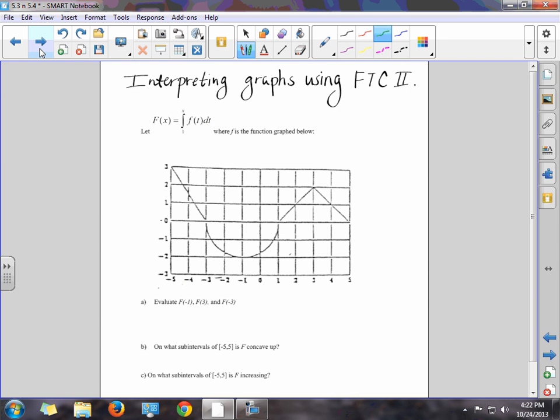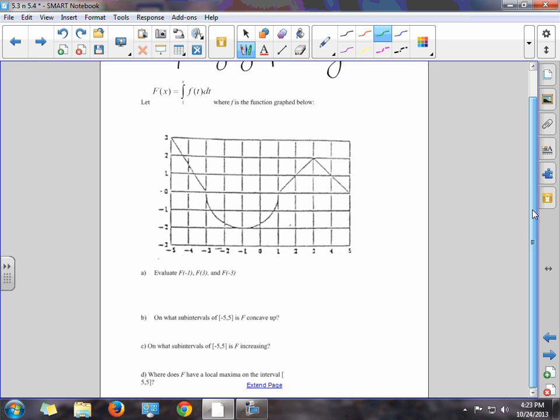Okay, so let's talk about interpreting graphs using the fundamental theorem of calculus. So this is a really big AP topic. They really like to give you a graph of a function and ask questions about its antiderivative. So I really think that the easiest thing to do in terms of these questions is to think about the fact that when they ask you questions about capital F, you're looking at the graph of its derivative.